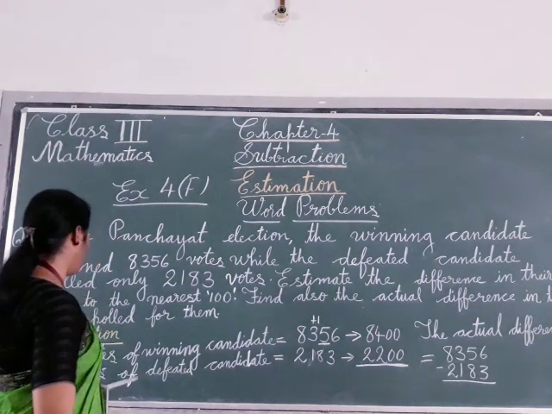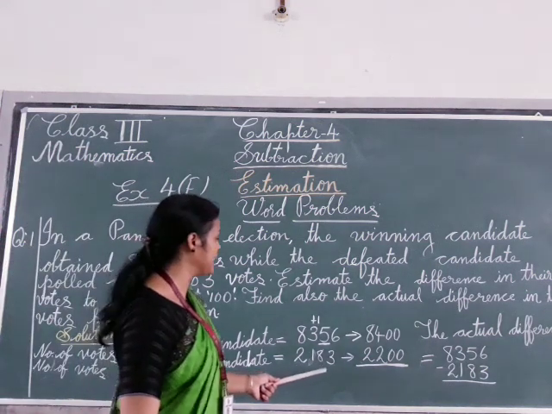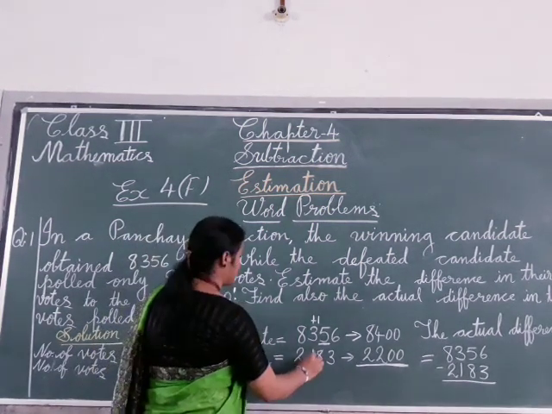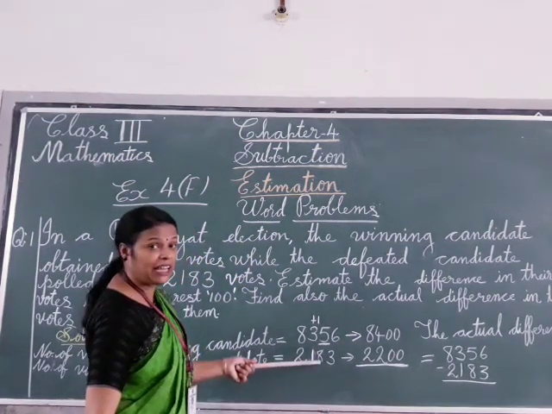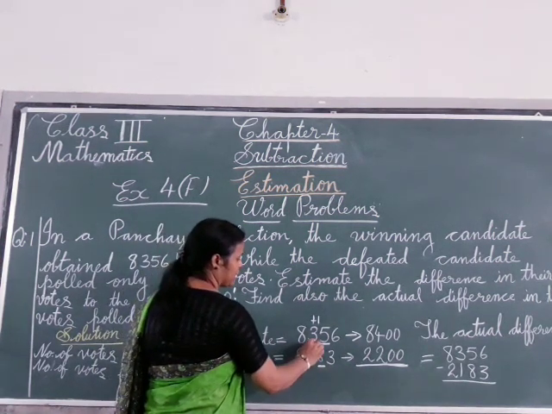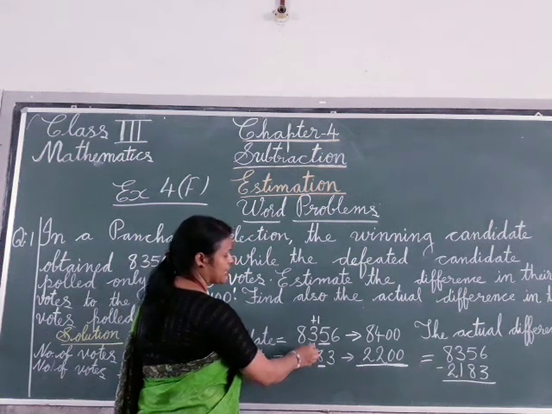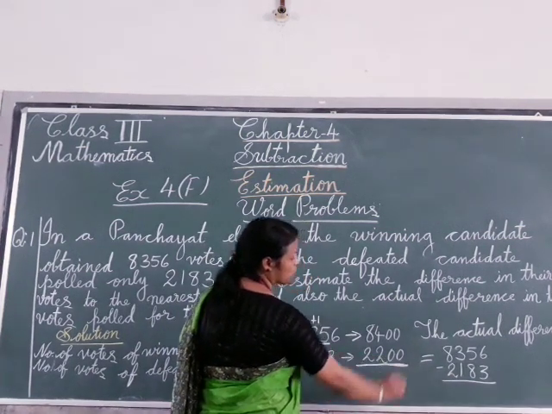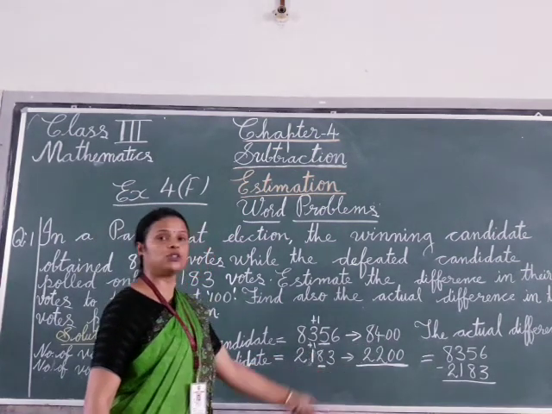And now the second step: I have written the number of votes of the defeated candidate, that is 2,183. When you consider 2,183, here there is 8 at tens place. So what we have to do? Here we have to add 1 to the number at hundreds place. We have number 1 at hundreds place. So the round figure of the number is 2,200. Here we are getting 8,400 and 2,200.